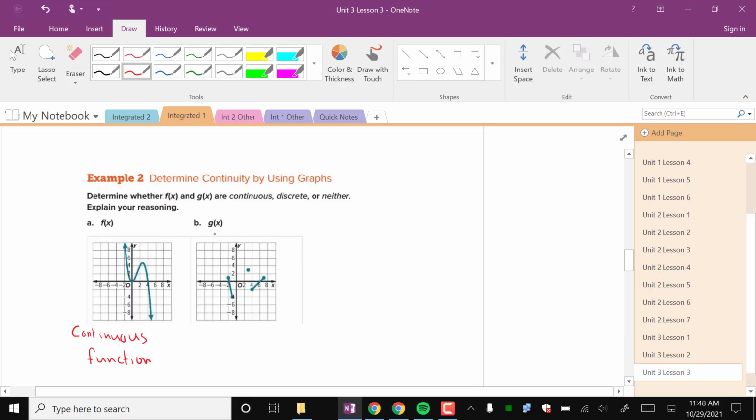Over here, g of x, we have a point that makes a line, so making a point. So this is going to be neither. The reason why this is going to be neither is because it has sections of continuous and sections of discrete. Since it has both sections and it's not just one of those, it is neither.